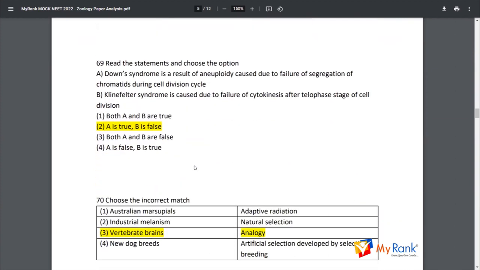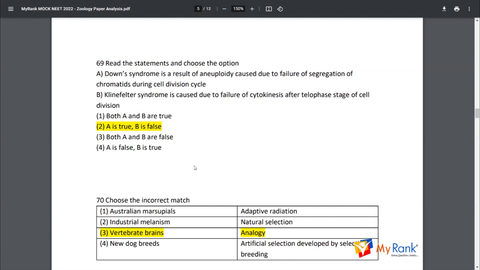Question number 69. Read the statements and choose the option. Statement A states that Down syndrome is a result of aneuploidy caused by the failure of segregation of chromatids during division of cell in the cell cycle, which is correct. In Down syndrome, we have trisomy of chromosome 21. So where we have the problem, we have a failure in the segregation of chromatids during cell division. So it is a correct statement.